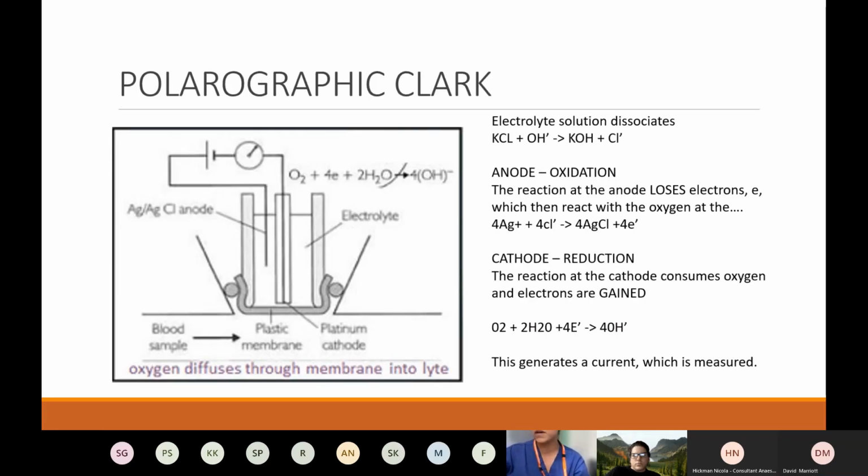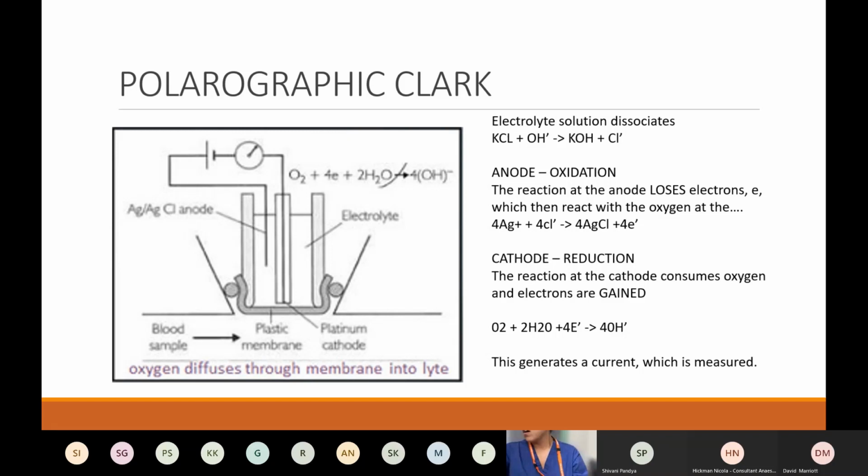So the first electrode I'm going to talk about is the Polarographic Clark electrode, if I can get my tongue around that word. So this is a picture of the electrode, and I'm going to try and explain it. So basically what it is that there is a cathode and an anode, and those are 2 electrodes that are immersed in an electrolyte solution, and there are reactions that happen within the electrolyte solution at the anode and the cathode, and it's all to do with electrons and what they're doing.